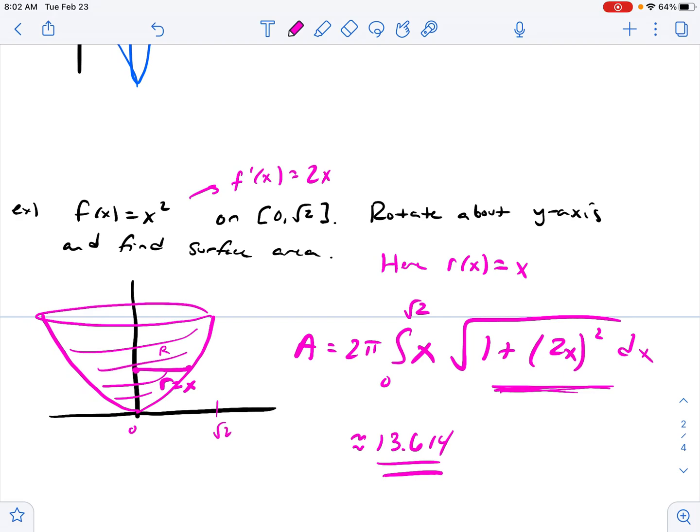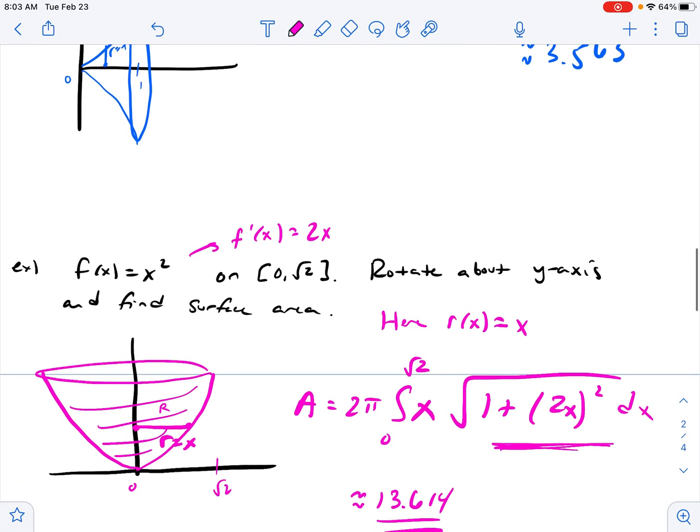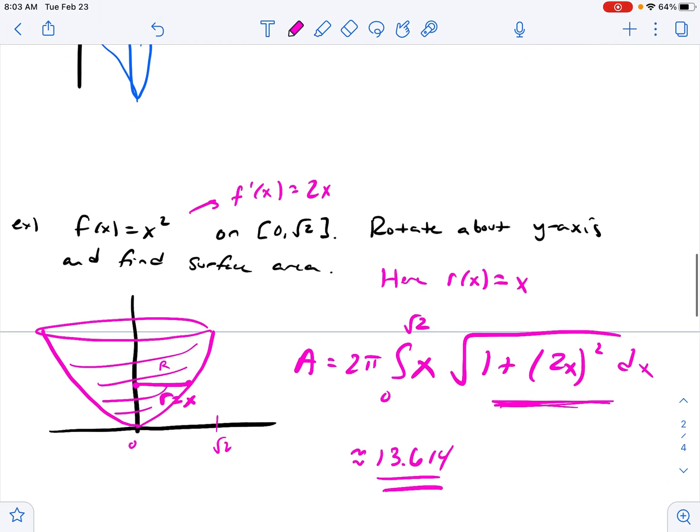All right, so a relatively short lesson on these two concepts. Most important is to know those formulas and how to apply them. And with the surface area stuff, you've got to account for your radius. It's either f of x or just x based on the axis of rotation.